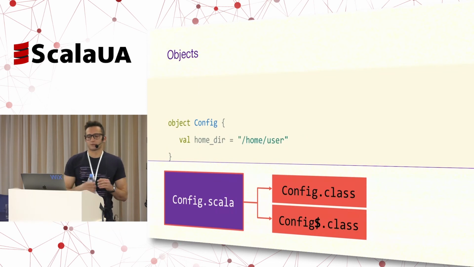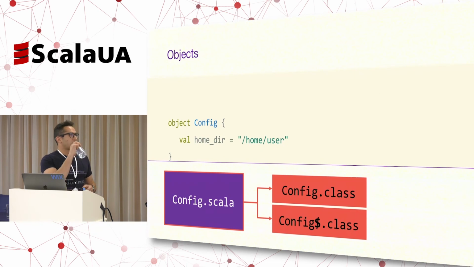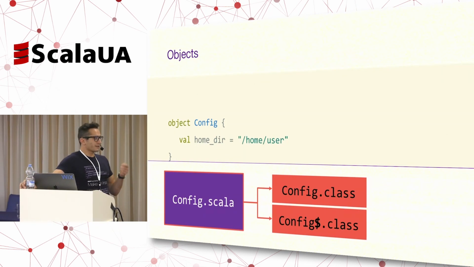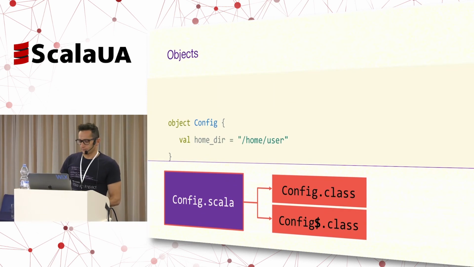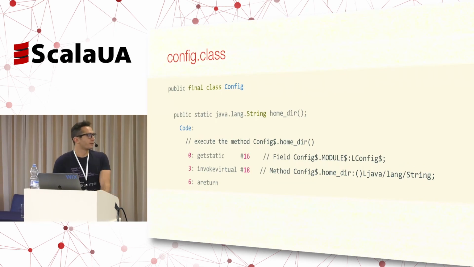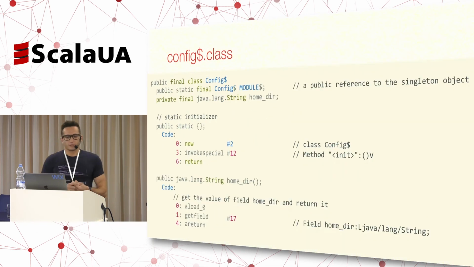If we would look at objects, let's say we have an object and it has one value, homeDir. And we will examine the class file that will be created. We will notice that two class files will be created now, Config.class and Config$.class. This is the way objects are implemented. So the Config class is just a decorator for the synthetic Config$ class that was added for us. It embeds the singleton functionality. The Config$ class actually contains the logic of the object.